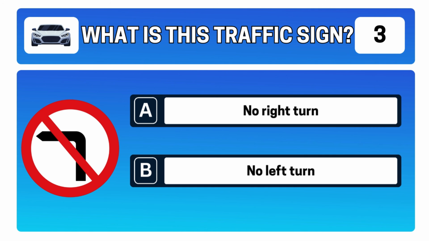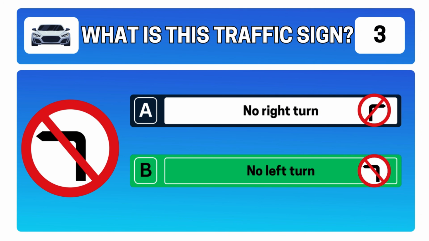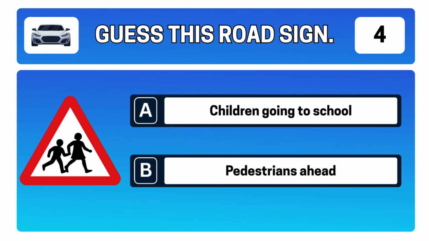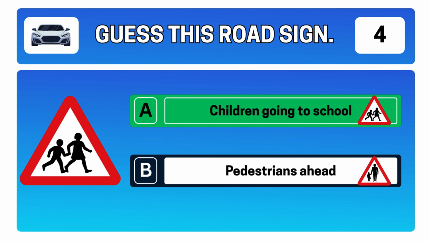What is this traffic sign? A. No right turn. B. No left turn. Good observation. It is the no left turn sign. Guess this road sign. A. Children going to school. B. Pedestrians ahead. Well spotted. It is the children going to school sign.